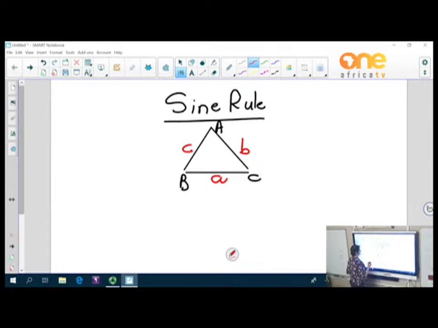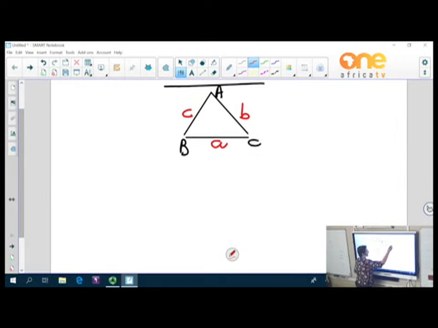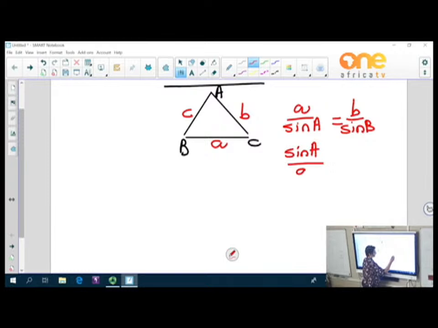So the rule says a over sine A is equal to b over sine B. But it doesn't matter, it might be c as well. Two sides and two opposite angles. The one that you want to calculate goes in the left-hand top. So if it is a side, we use this one. But if it is an angle, then we say sine A over a is equal to sine B over b. So the one that we want to find is in the left-hand top.